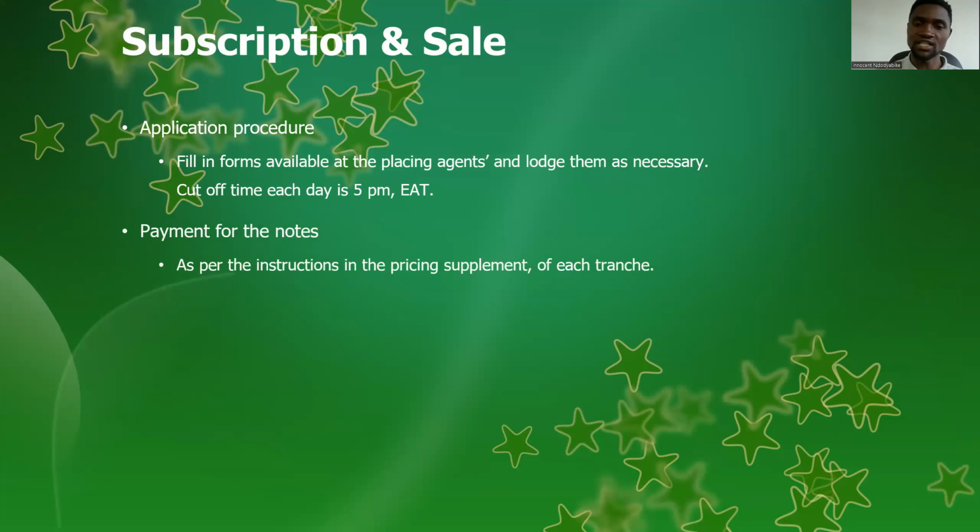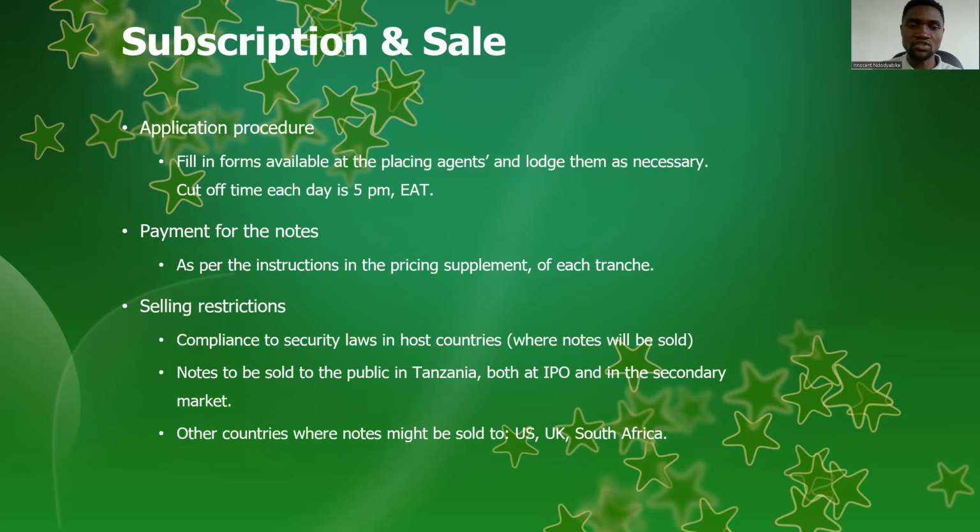Payment for the notes is as per the specific instructions from a particular pricing supplement. The first one I shared with you, the 40 billion shillings with the 15 billion shillings green shoe option, has a cutoff time of the 23rd of October. You should know that future tranches will have their own specific dates as well. Then there are the selling restrictions, of course.